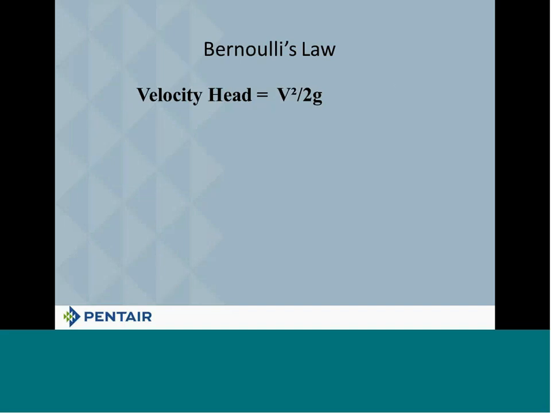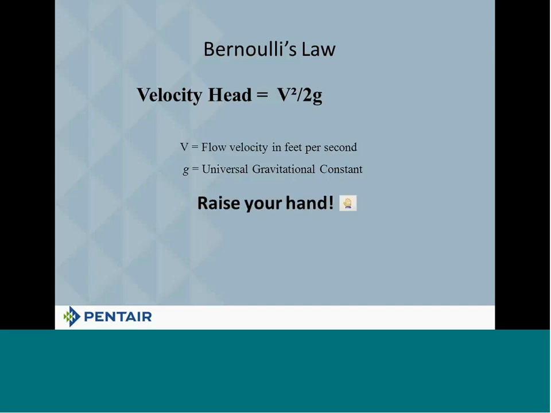All right? Now, V is the velocity of the water moving through the pipe. We saw how to find that. Whether we got steel pipe or plastic pipe, we saw how to find that. All right? G is the universal gravitation constant. And what G means is 32.2 feet per second squared. So I can rewrite this formula, and I can say V squared divided by 64.4. All right?